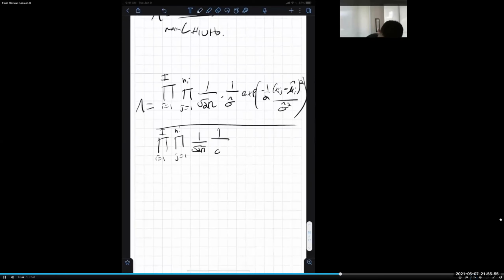This needs to have now 1 over sigma hat I, because they're dependent on I now, and then exp of negative 1/2 (x_ij minus mu_I hat) squared divided by sigma hat I squared. Okay. First things first, what can we cancel in this scenario? Well, we can cancel this and this.